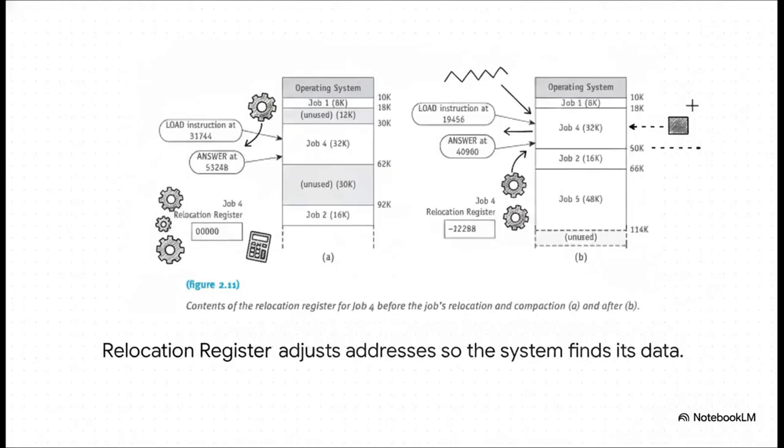To safely pull this off during a move, the OS uses a brilliant piece of hardware called a relocation register. When a program is shifted down the memory block, this register calculates exactly how far it moved. It stores the exact mathematical offset needed to shift the job's internal addresses to their new physical location. Whenever the program tries to access memory, the system instantly adds the value in the relocation register to the request. This ensures the program always finds its data perfectly without breaking a sweat.